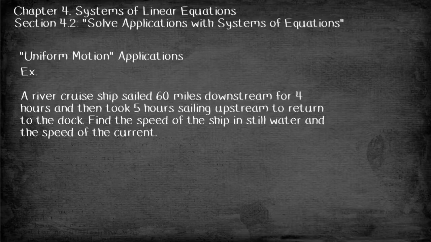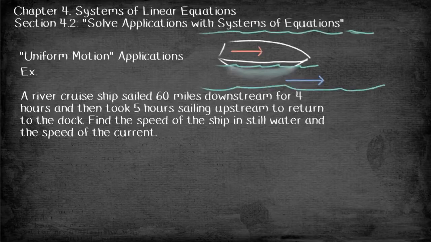So, alright, we have a river cruise sailing 60 miles downstream for 4 hours, and then took 5 hours sailing upstream to return to the dock. We want to find the speed of the ship in still water, and we want to find the speed of the current. So here's a little diagram. We have the ship going downstream.